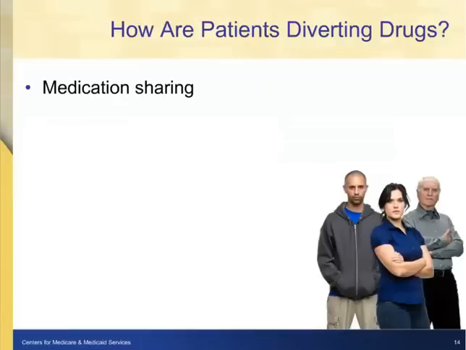Patients can divert drugs in a variety of ways. Though it may seem innocent enough, sharing prescription medications with friends and family members is actually a form of drug diversion. It can be just as harmful as selling medications on the black market or stealing prescription pads to obtain drugs illegally. According to the 2010 National Survey on Drug Use and Health conducted by the U.S. Department of Health and Human Services, Substance Abuse and Mental Health Services Administration, SAMHSA, more than 50% of people ages 12 and older who are using prescription pain relievers receive the drugs from a friend or relative for free.